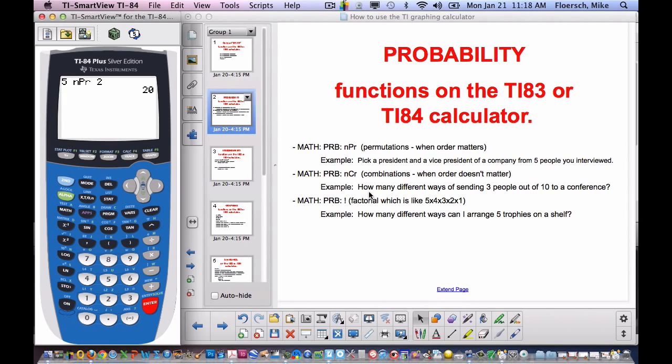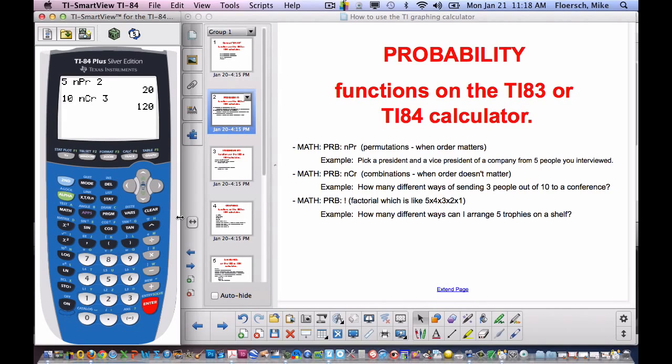Let's try a combination. How many different ways of sending 3 people out of 10 to a conference? Let's say I have 10 people that work for me and I want to send 3 to a conference. This time it doesn't matter what the order is, I just want to send 3. So this time I'm going to do nCr, which is number 3, and I want to choose 3 people and I hit enter. There are 120 different combinations, or different ways, of sending 3 people to the conference.